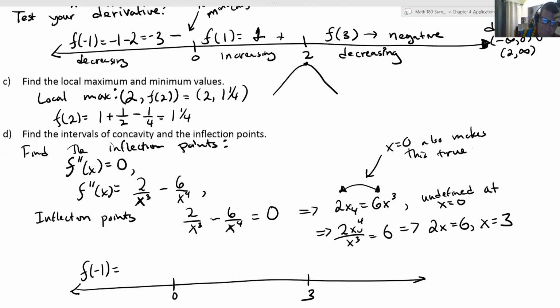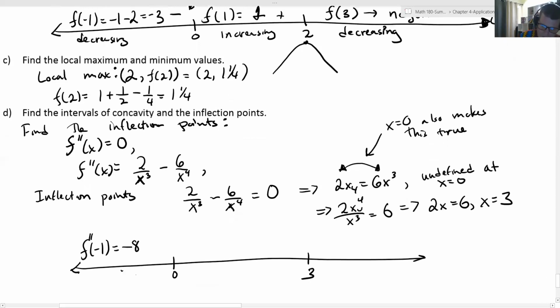Okay. F of -1 is going to be 2 over, let's see, -1 cubed. F double prime, thank you. F double prime of -1 will be -2 minus 6. So this is going to end up being -8. So it'll be negative. And that means concave down.